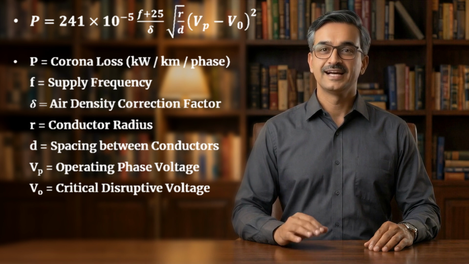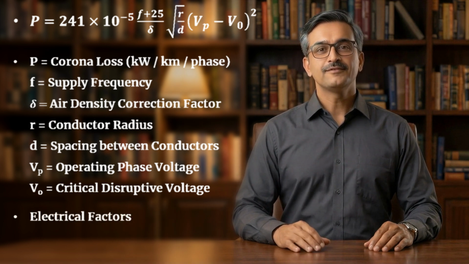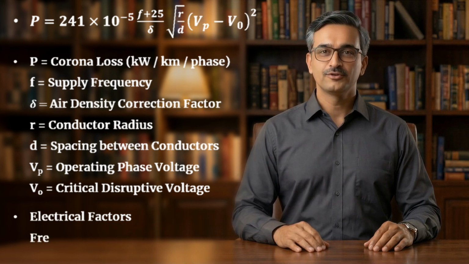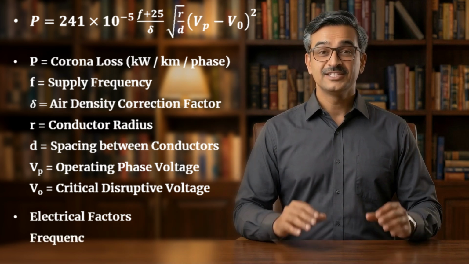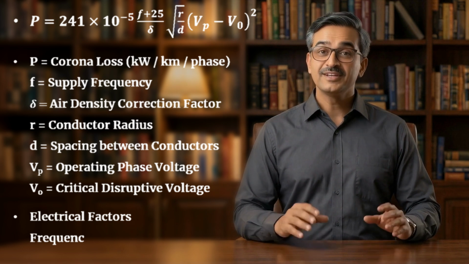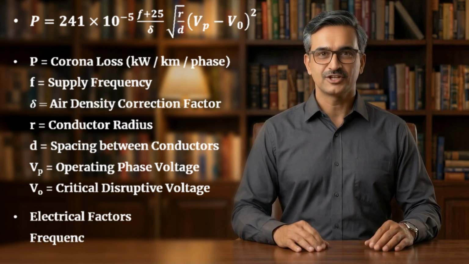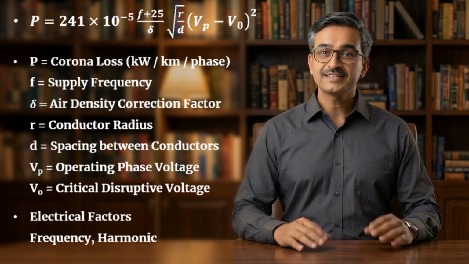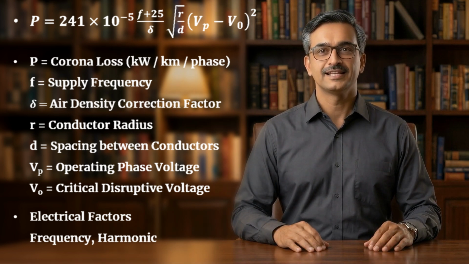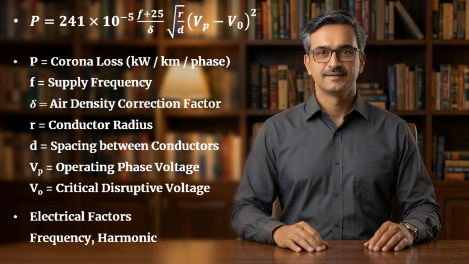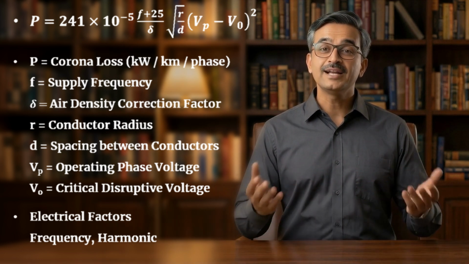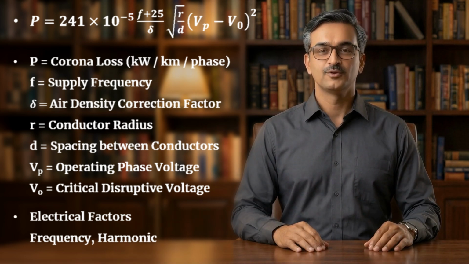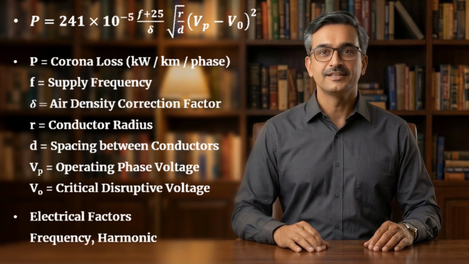Now let us first discuss the electrical factors. From the equation, we can clearly observe that corona loss depends upon frequency. If frequency increases, corona loss also increases. In AC transmission systems, harmonics are always present. Especially third harmonics increase the effective electric field around the conductor. Because of this, actual corona loss is usually slightly higher than the theoretical value calculated for 50 Hz systems.